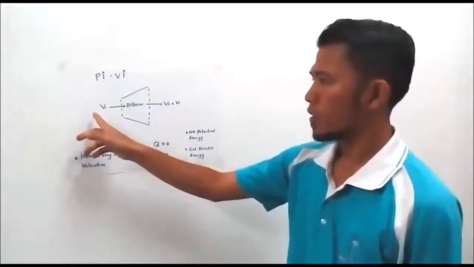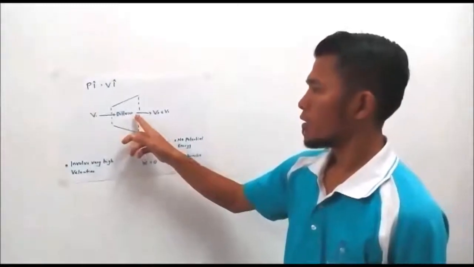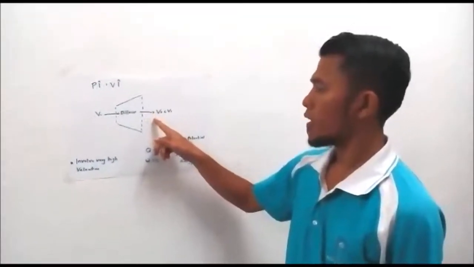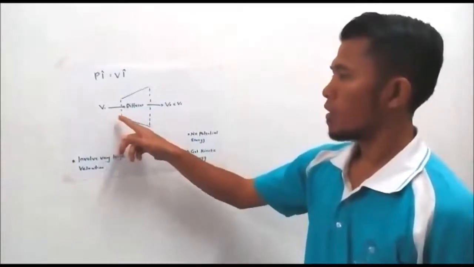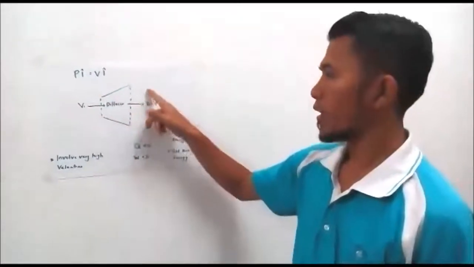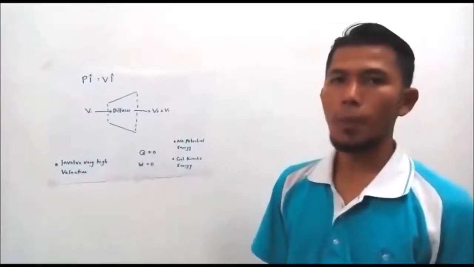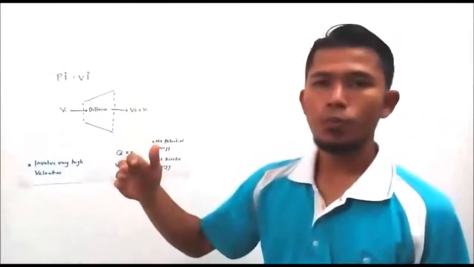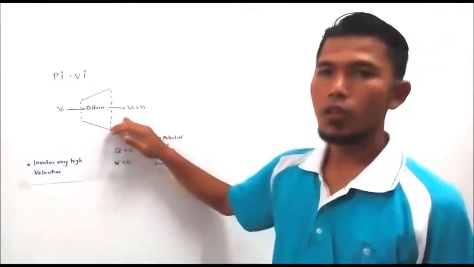At the in part of the diffuser, velocity is high, and then at the out part of the diffuser, velocity is low. We see here the velocity at the output is very small compared to the velocity at the in part of the diffuser. Here, pressure is low, and here, pressure is higher. We use a diffuser to slow down the velocity from high to lower velocity.